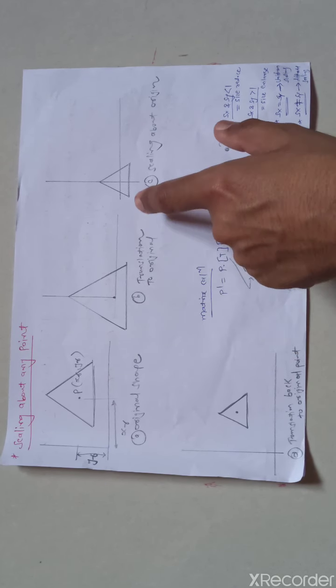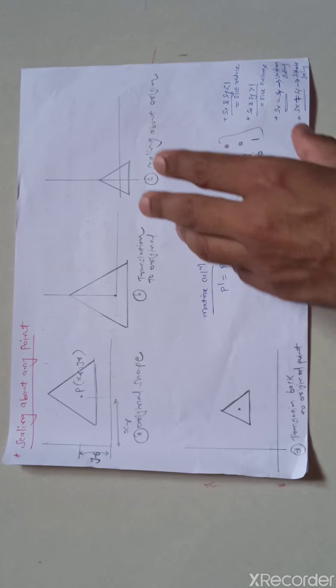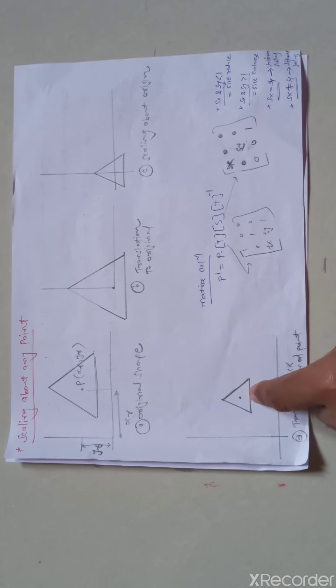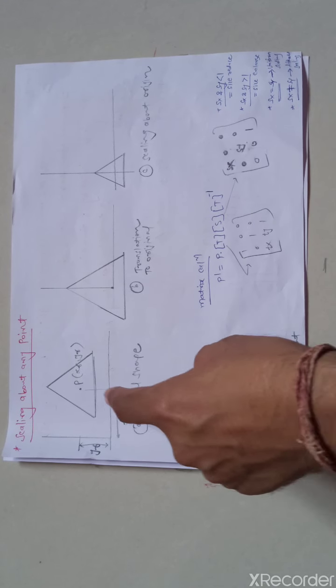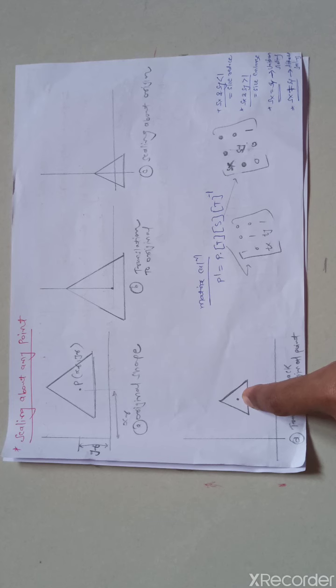Now here we scale this triangle, means here we reduce the size of the triangle according to our requirement. In this case we decrease the size of the triangle. Now next we move back to the origin, means we perform the translation operation. So we get the scaling done. This is our original position and this is our final position after the scaling.